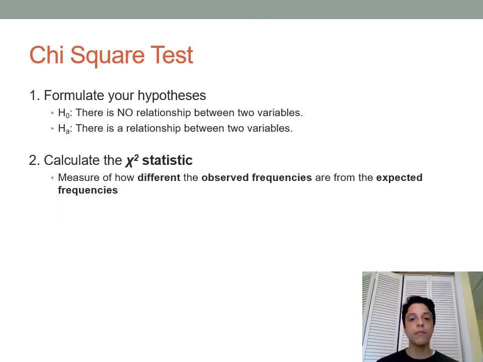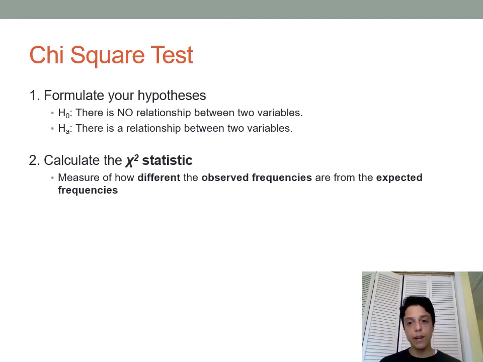And what the chi-square statistic reflects is how different the observed frequencies are from the expected frequencies. So what you saw on this DocCam a second ago is that the frequencies we actually saw in each cell were a bit different from the frequencies we would expect if there was no relationship between the variables in the population. What the chi-square statistic tells you is how different those observed frequencies are from the expected frequencies.